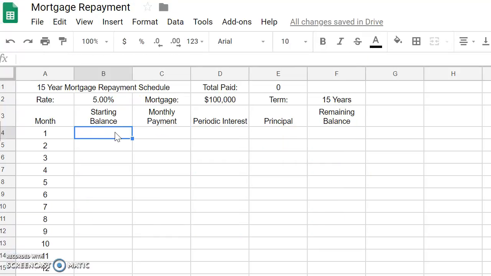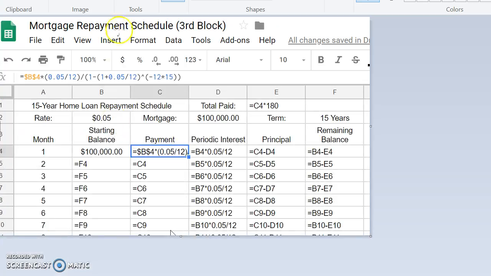Starting balance is $100,000. Okay, monthly payment. Here it is. The moment of truth. You see up here, where's my cursor? There we go. You see up here, this should look like our monthly payment formula from the last notes we did in class. It's a big formula. It's a lot of fun. I know you guys had fun with it.